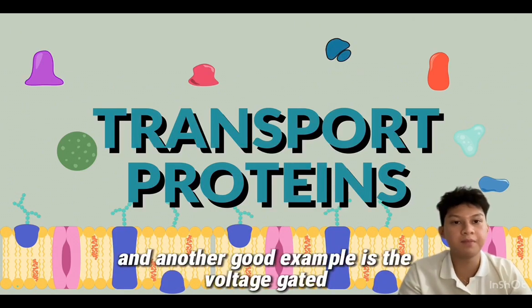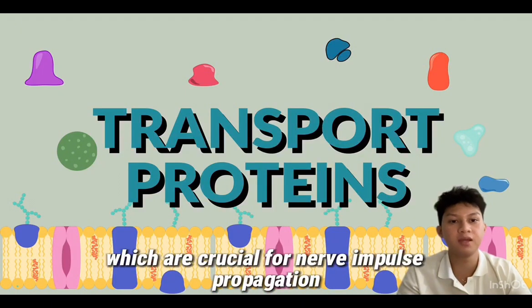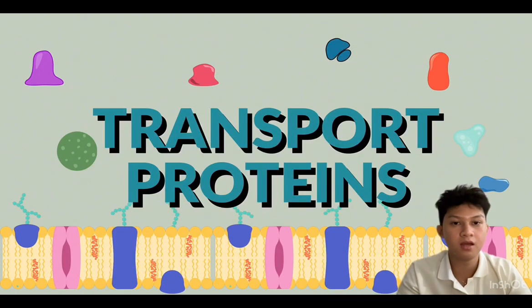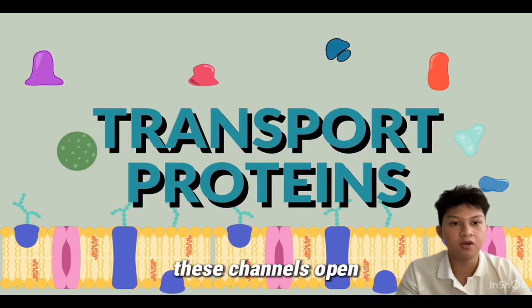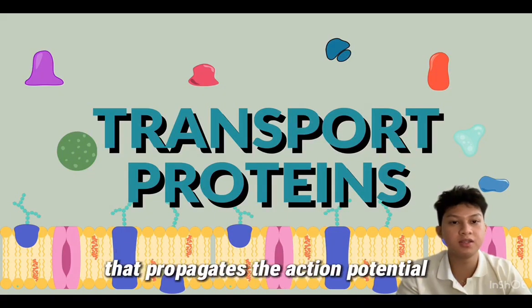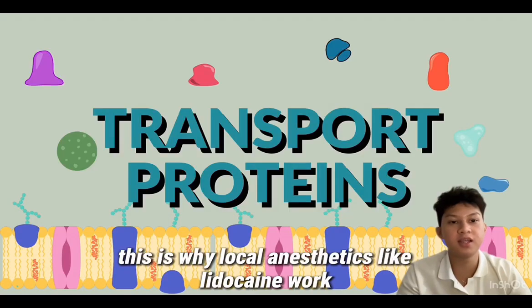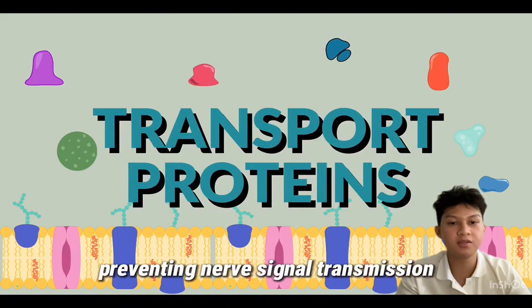And another good example is the voltage-gated sodium channels, which are crucial for nerve impulse propagation. When the membrane depolarizes to about -55 mV, these channels open, allowing a massive influx of sodium ions that propagates the action potential. This is why local anesthetics like lidocaine work. They block these channels, preventing nerve signal transmission.